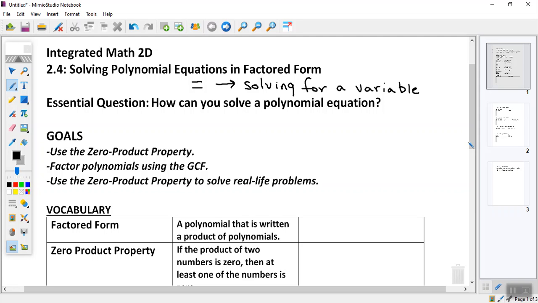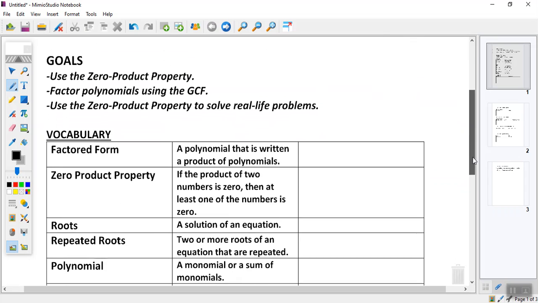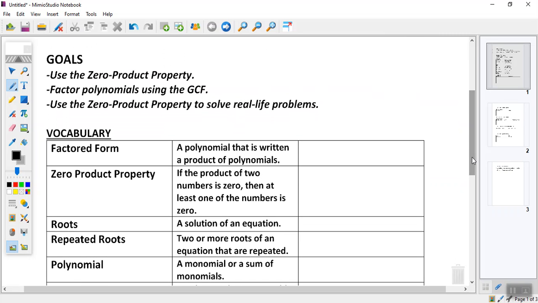All right. Guys, when we solve polynomial equations in factored form, the question you want to ask yourself is, how can you solve a polynomial equation? So some of the goals we need to accomplish today: we're going to use the zero product. There's a big definition for zero product, but guys, you really know it already. You've known it since elementary.